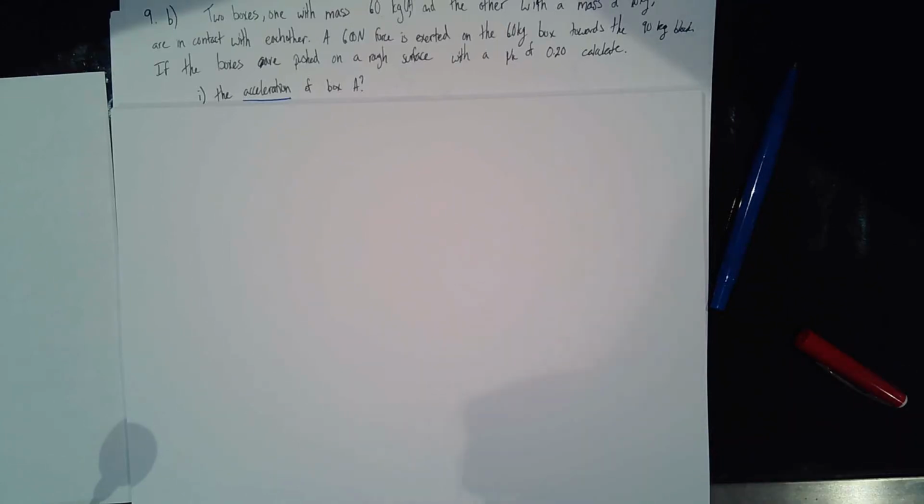Alright, so this is number 9b from the problem set. Two boxes, one with mass 60 kilograms and the other with mass 90 kilograms, are in contact with each other. A 600 Newton force is exerted on the 60 kilogram box towards the 90 kilogram block. If the boxes are pushed on a rough surface with a coefficient of kinetic friction of 0.2, calculate part 1, the acceleration of box A.